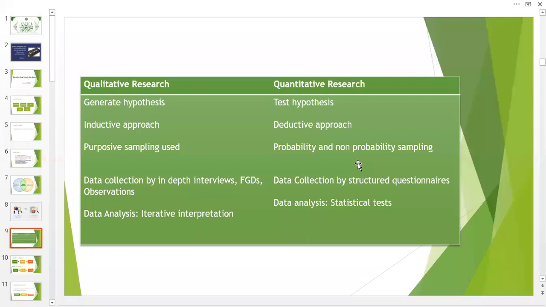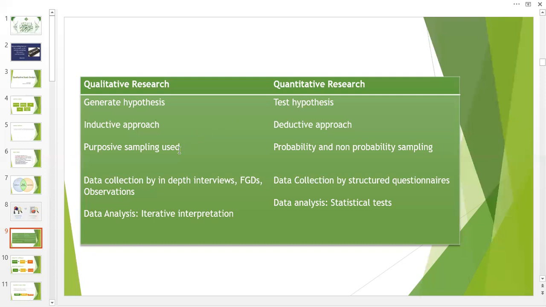This is a table showing differences of qualitative research and quantitative research. Qualitative research is usually done to generate hypotheses, whereas quantitative research is done to test the hypothesis. In qualitative research, usually an inductive approach is used, whereas in quantitative research, a deductive approach is used. Both of these approaches are discussed in the next slide.